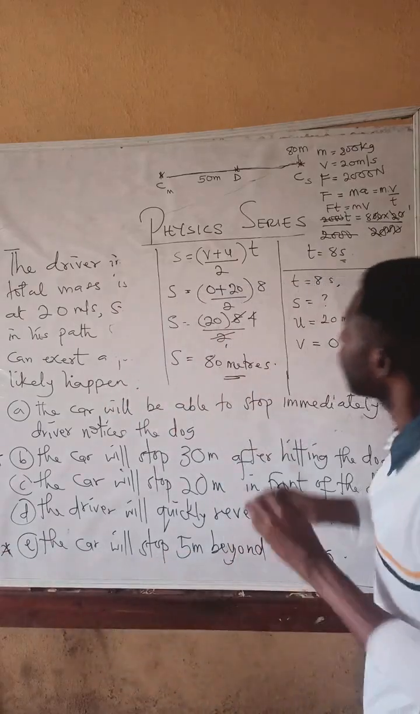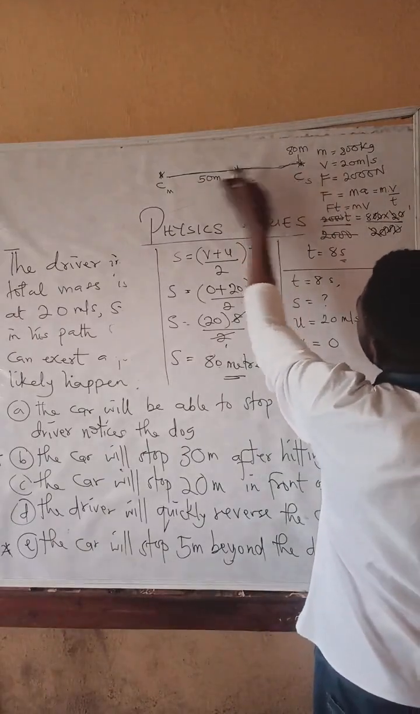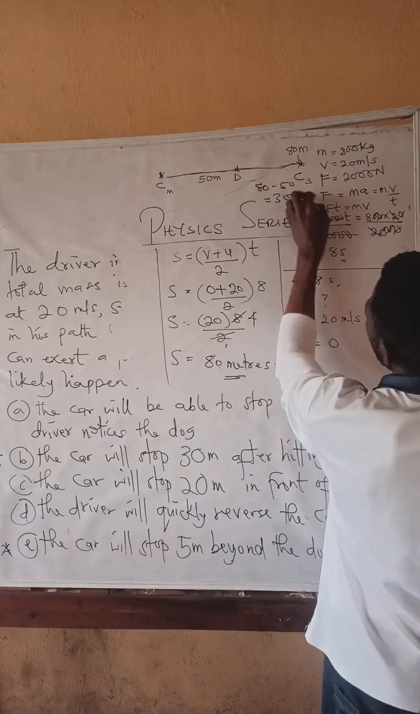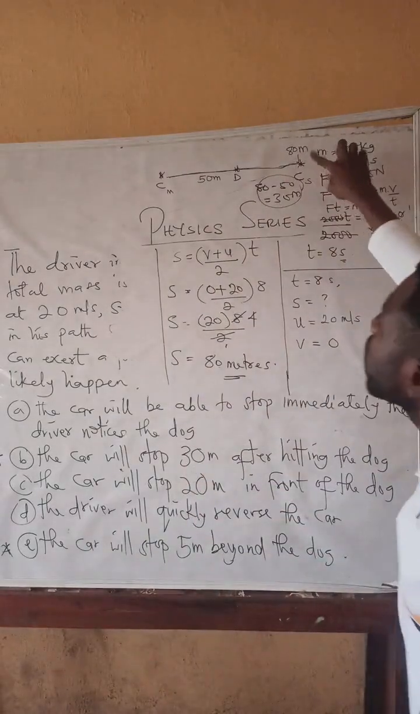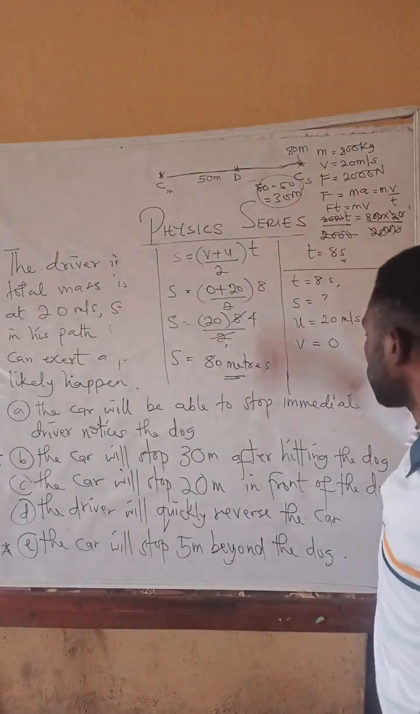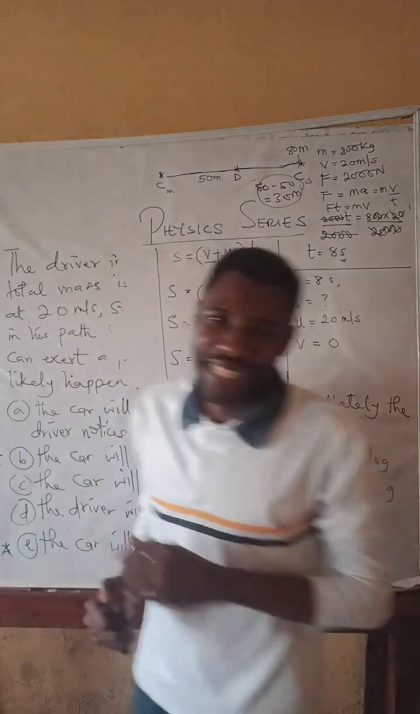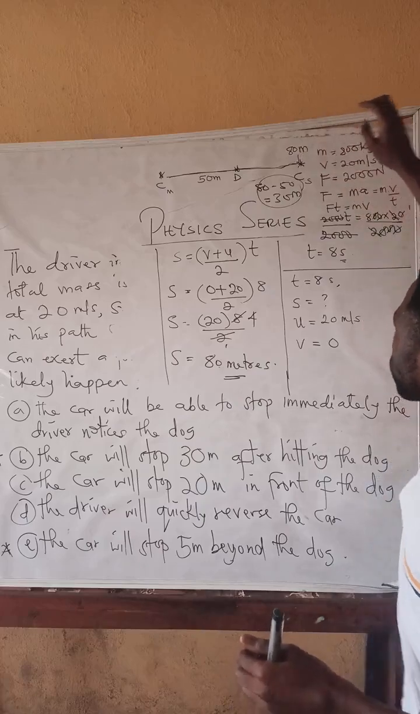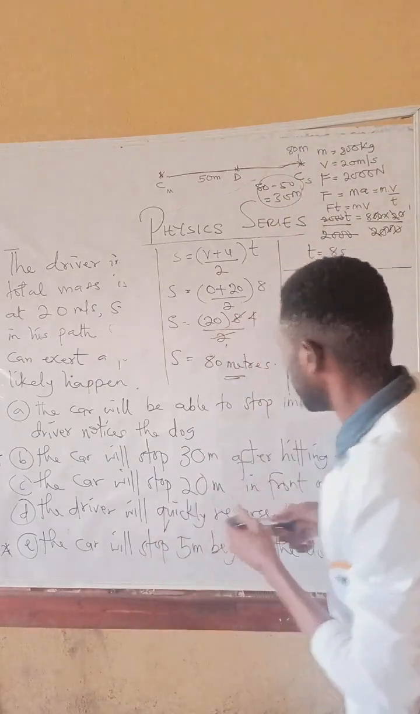What does this tell us? If the car stopped here at 80 meters, what's the distance now between the car and the dog? That will be 80 minus 50, and that will give us what? 30 meters. From our calculation, we can conclusively say that the car will only stop 30 meters after hitting the dog. Meaning the car will hit the dog, and when it does that, it will stop. Don't forget, that's where the car will stop, and it will stop after hitting the dog. So the answer is option B.